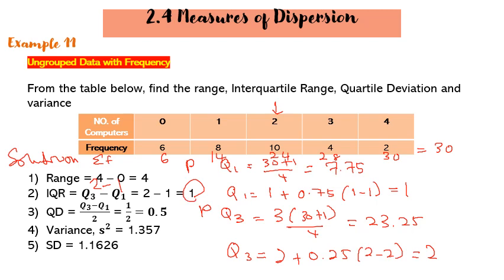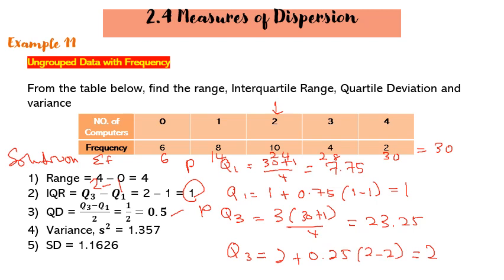Okay, so next, quartile deviation. The formula of quartile deviation is (Q3 minus Q1) over 2, so equals IQR over 2. 1 over 2 equals 0.5.